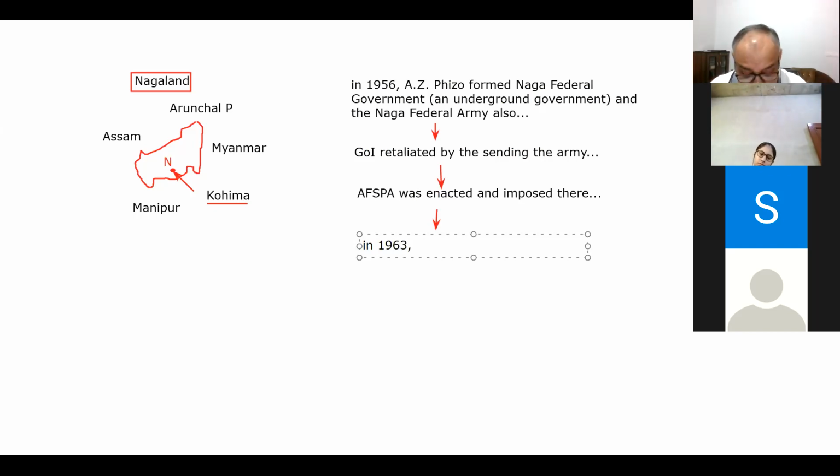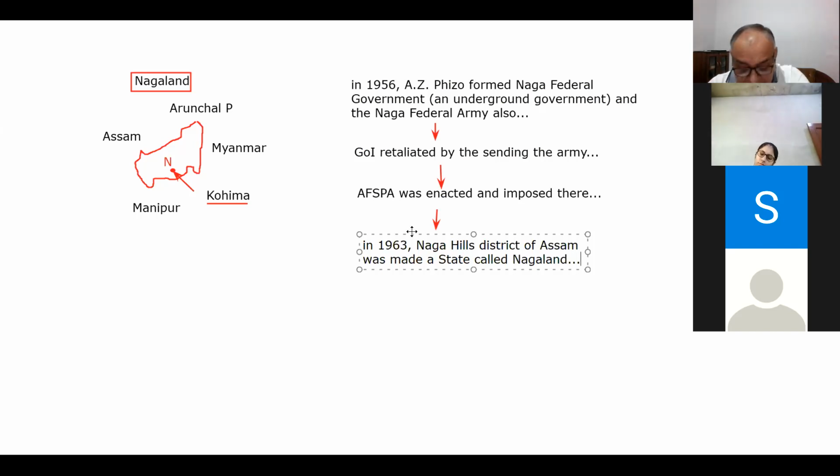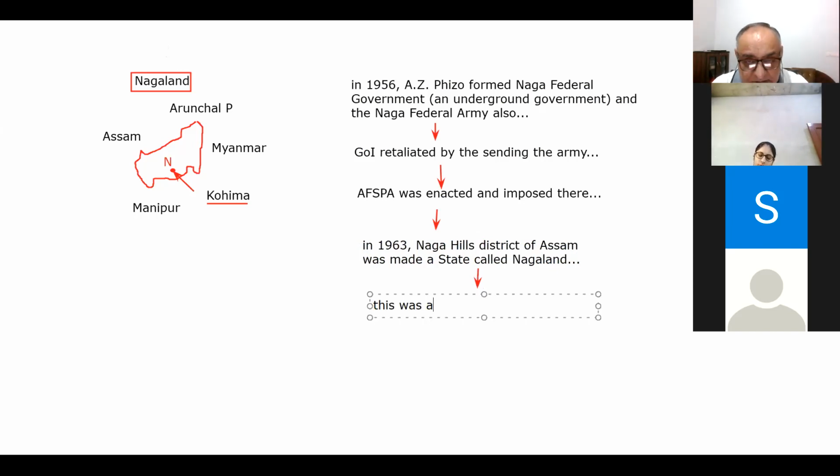In 1963, the Naga Hills district of Assam was made a state called Nagaland. उसको एलिवेट करके नागालैंड बना दिया गया, राइट, एक स्टेट बना दी गई. And this was a peace gesture from the government of India and to give Nagas a separate identity, right? So this was a peace gesture basically, from the government of India.